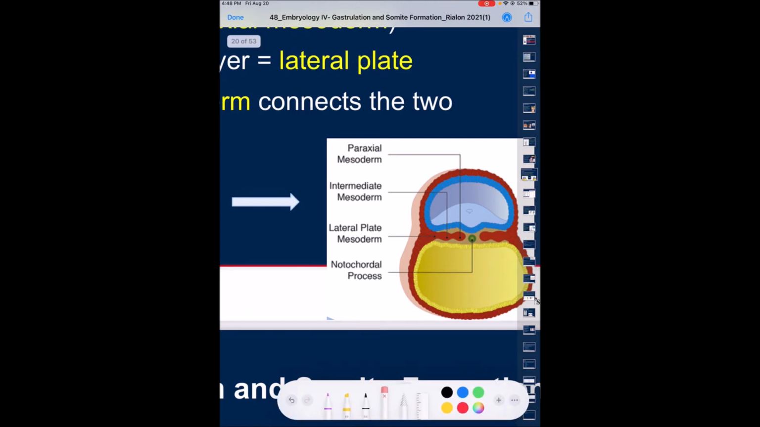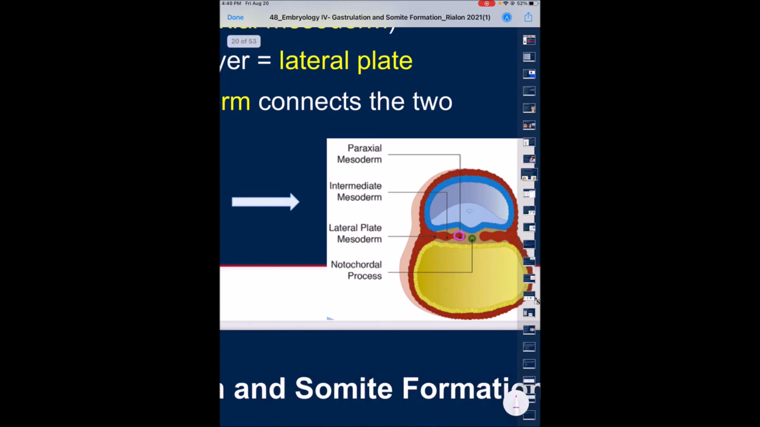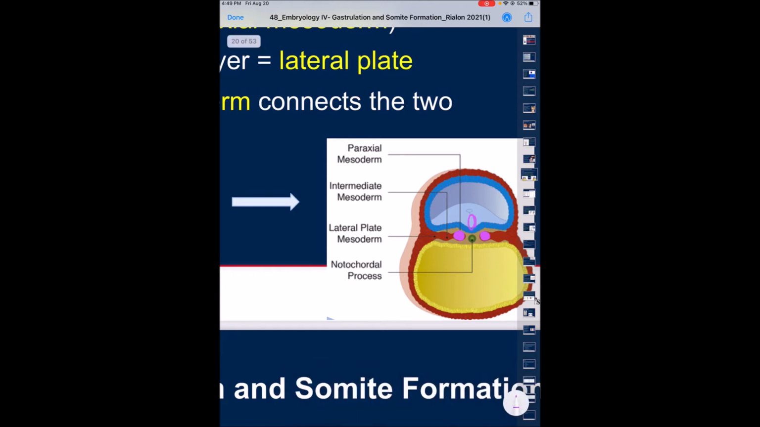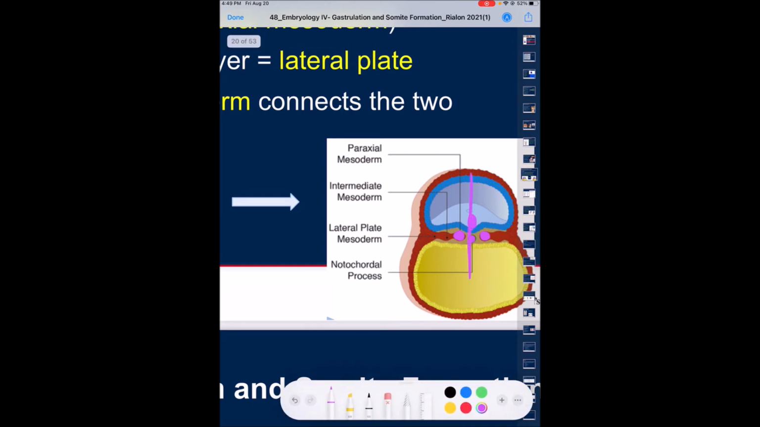This is going to be the one that actually forms somites. The other 2 are going to help regulate, but the paraxial mesoderm, the one that's right next to the axis, is the one that's actually going to form somites. Why? Because a lot of the signals for somite formation are going to come from the axis, like the neural plate up here and the notochordal process in the middle of the embryo. So that's why the paraxial mesoderm is the one that actually forms somites.